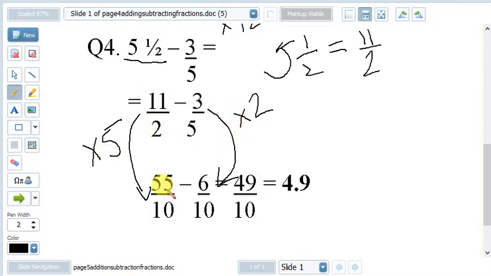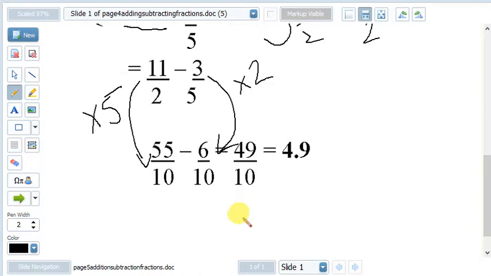So 11 times 5 is 55, 2 times 5 is 10, 3 times 2 is 6, and 5 times 2 is 10. So now what we've got is 55 over 10, take away 6 over 10, which equals 49 over 10. And that can be simplified as 4.9.